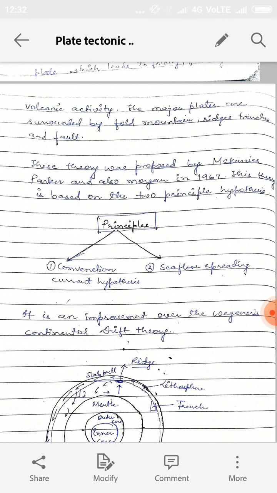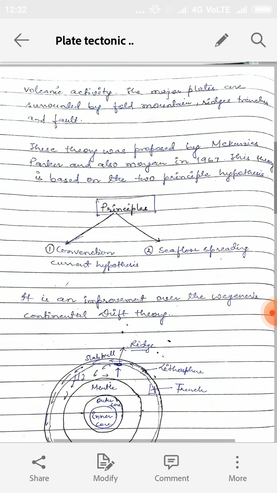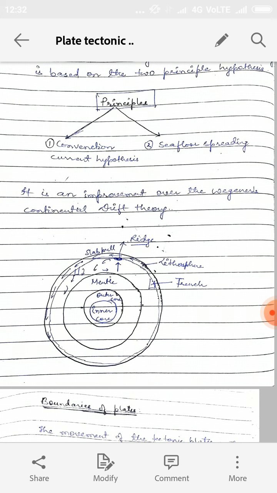This theory was proposed by McKenzie, Parker, and also Morgan in 1967. This theory is based on two hypotheses. The first one is the convection current hypothesis and the second one is sea floor spreading. It is an improvement over Wegener's continental drift theory.